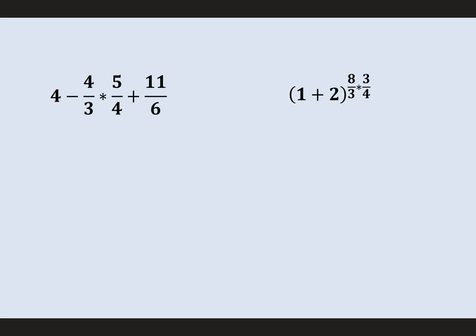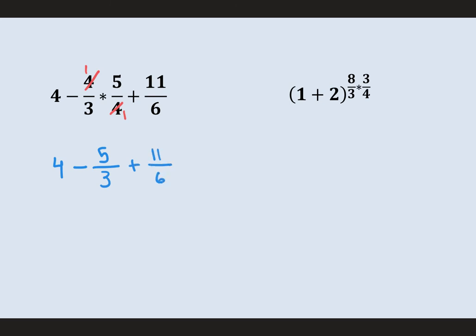Now, something I talked about earlier was pre-simplifying. Since this one has a 4 and this one has a 4, we can divide them both by 4, so we get 1s instead. Now we're going to multiply and rewrite everything. 1 times 5 is 5. 1 times 3 is 3. And so we end up with 4 minus 5/3 plus 11 over 6.